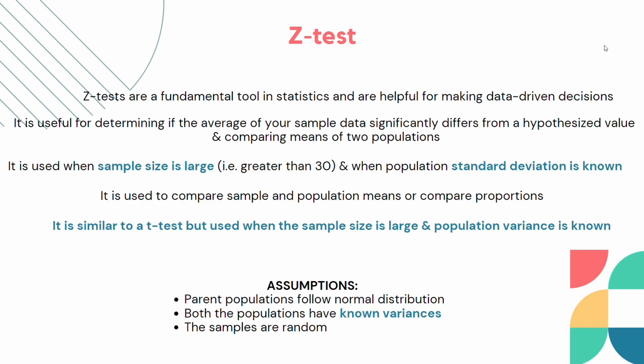Z-tests are a fundamental tool in statistics and are helpful for making data-driven decisions. It is used to compare sample and population means or compare proportions. It is similar to a t-test but used when the sample size is large, that is greater than 30, and population variance is known. In t-test, we assume population variance is unknown, but in z-test, we assume population variance is known, and the rest of the assumptions are the same.